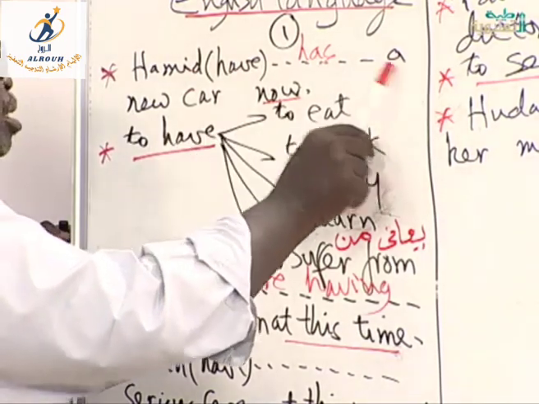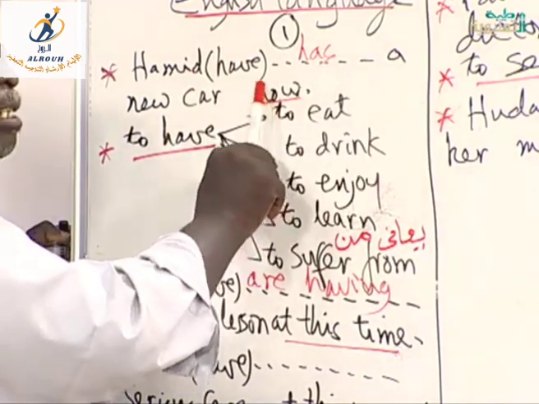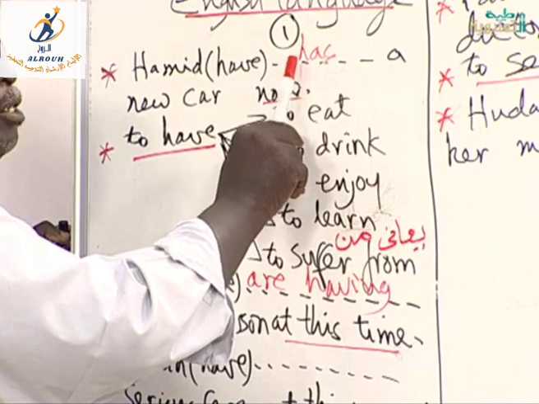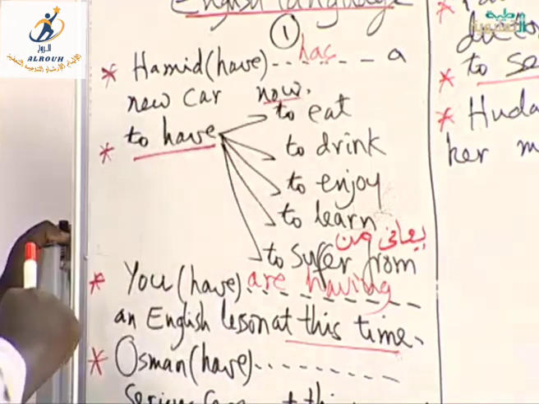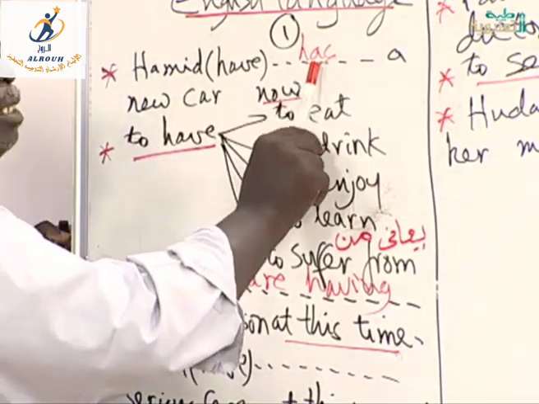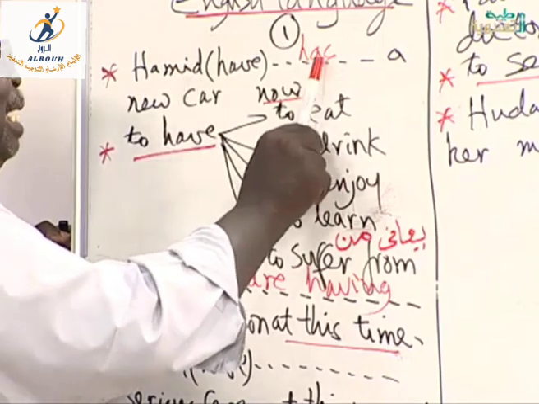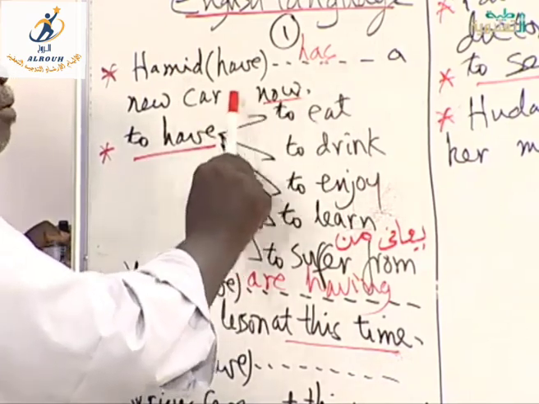Hamid have dots a new car now. In this case, have means possess. So we use it in the present simple. The subject in this case, Hamid, it's going to be has. So we say Hamid has a new car now.